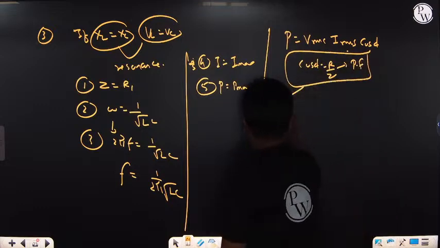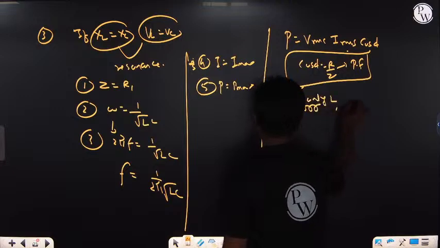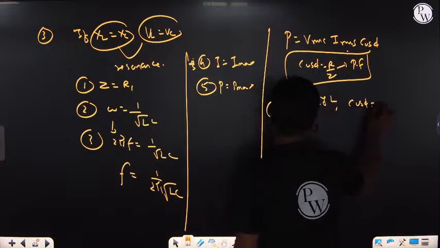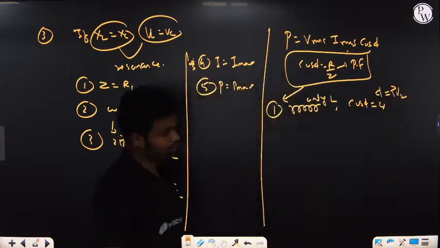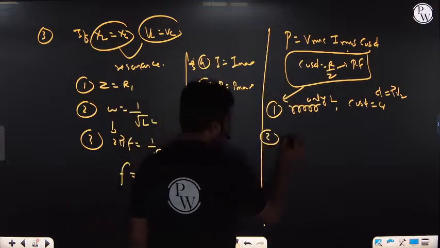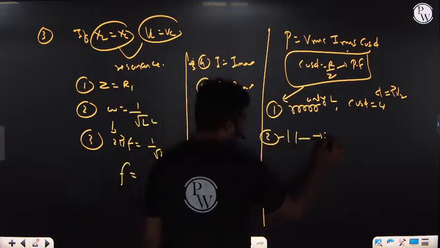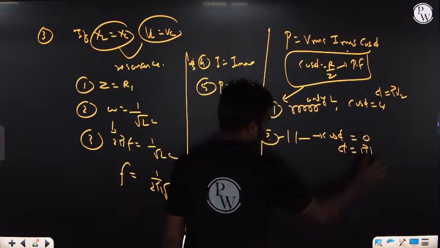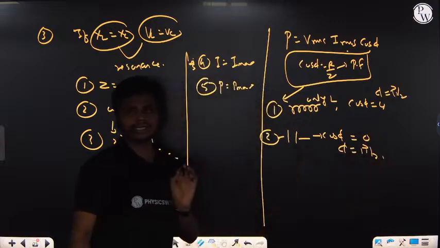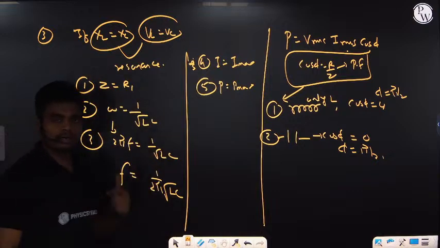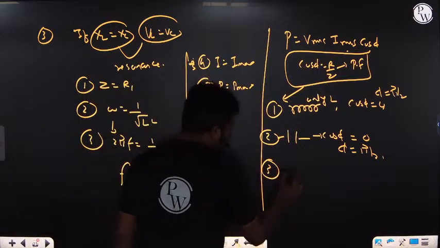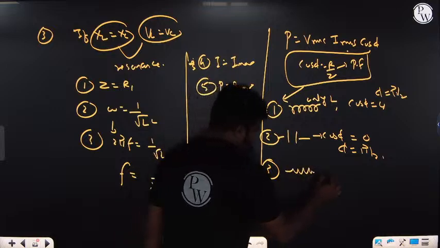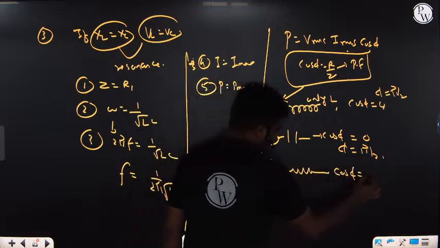If there is only an inductor in the circuit, the cos φ power factor value will be 0 because φ is π/2 in this case. φ is the phase difference between current and voltage. Second, if only a capacitor is there, in that case also cos φ will be 0 because φ is again π/2. In this case the current is leading the voltage by π/2. Third case, if only a resistor is there, in this case the cos φ value is 1.